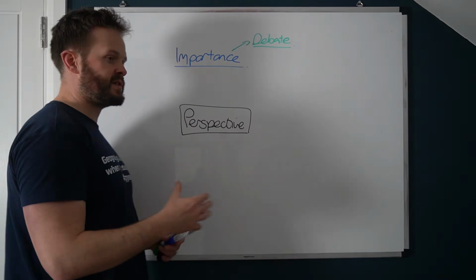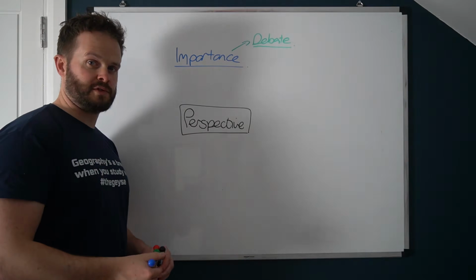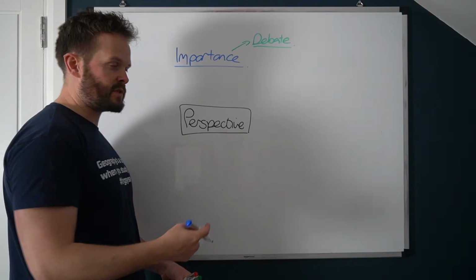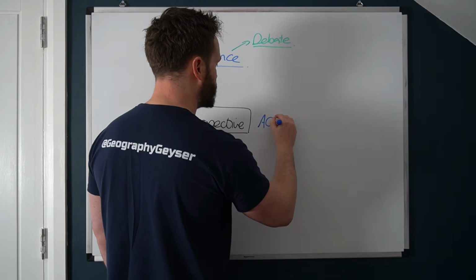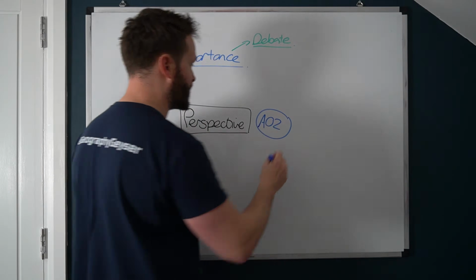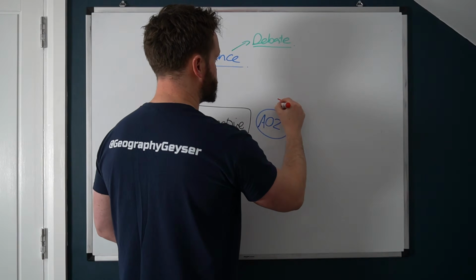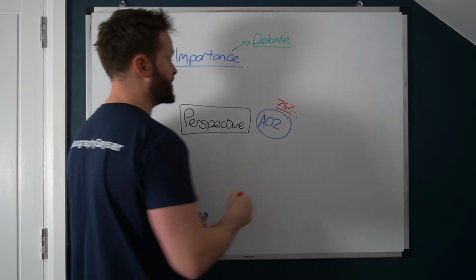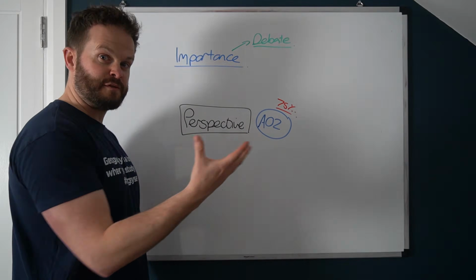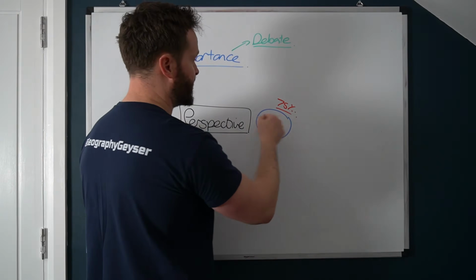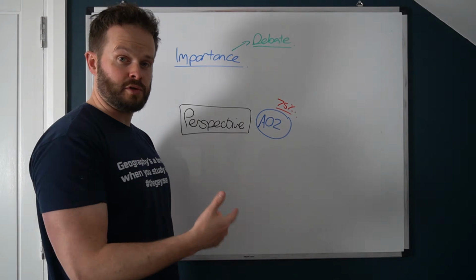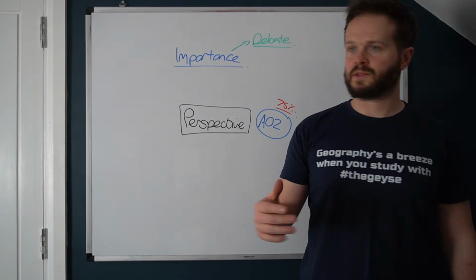Now, there's a number of ways in which you can debate the importance of something. And when you are debating the importance of something, you're picking up those all-important AO2 marks. They are so important. These are the ones that are worth 75% of the marks that you will generate. 15 marks out of 20 is allocated to the AO2 stuff that you write down. Now, obviously, part of that AO2 is going to be AO1.